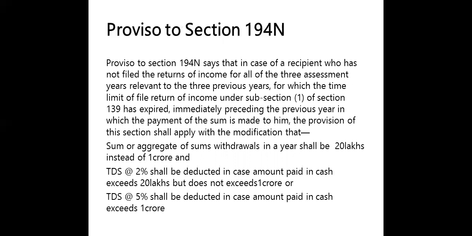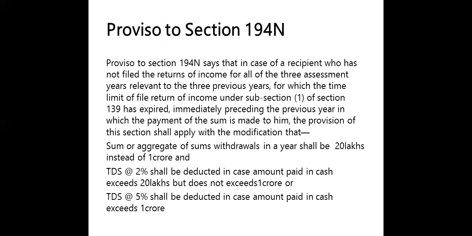Now, there is a proviso to section 194N. The proviso says that in case of a recipient who has not filed the returns of income for all of the 3 assessment years relevant to the 3 previous years, for which the time limit of filing return of income under subsection 1 of section 139 has expired, immediately preceding the previous year in which payment of sum is made to him, the provision of this section shall apply with the modification that sum or aggregate of sums withdrawals in a year shall be 20 lakh instead of 1 crore.